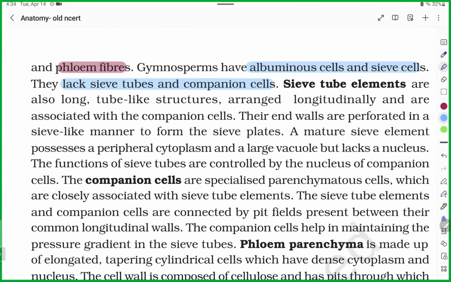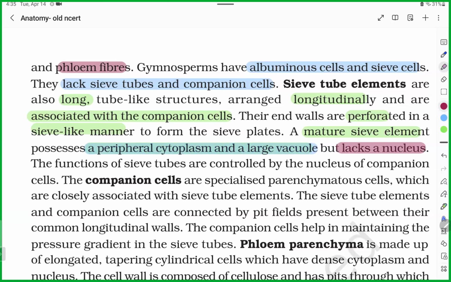First is the sieve tube. These cells are very long, tube-like, arranged lengthwise, and associated with the companion cell. Why sieve? Because they are perforated in a sieve-like manner. Sieve is a chhalni, the one used to strain tea. The filter we use for tea is a sieve, right? Mature sieve elements have peripheral cytoplasm, a large vacuole, but no nucleus.